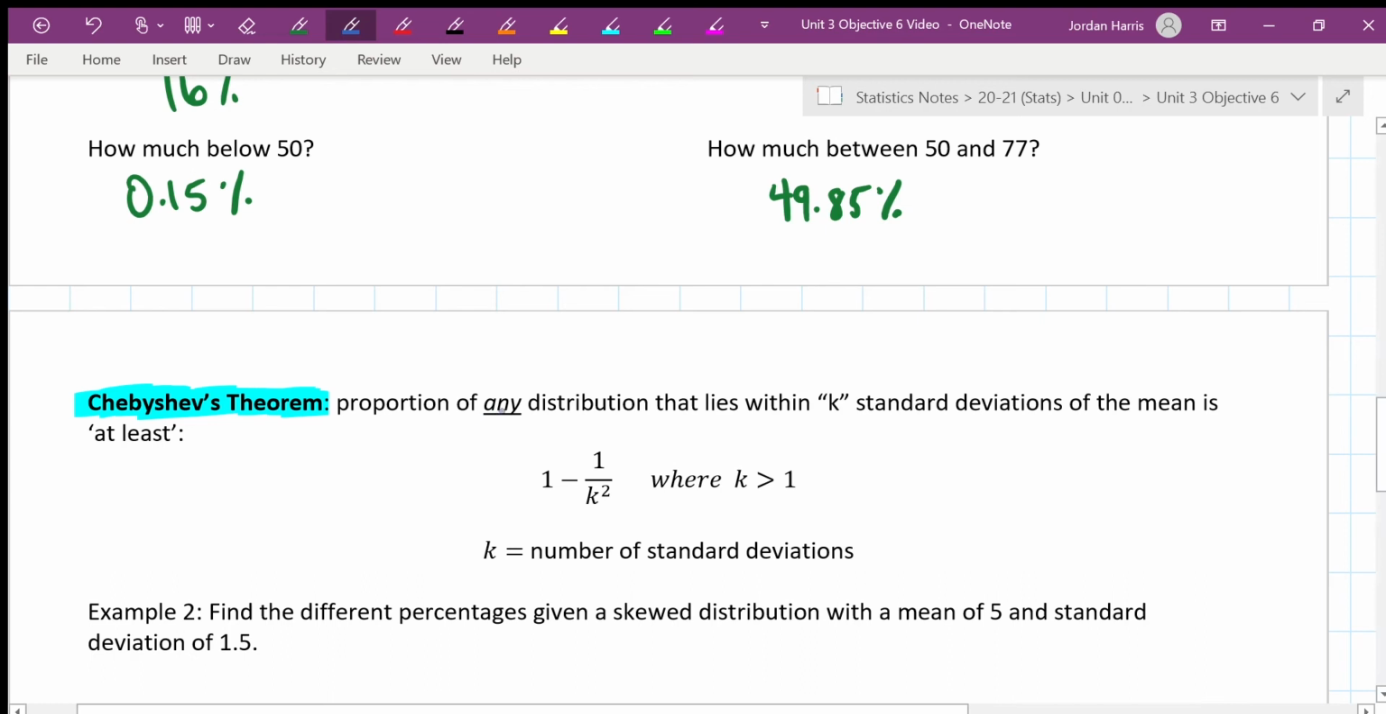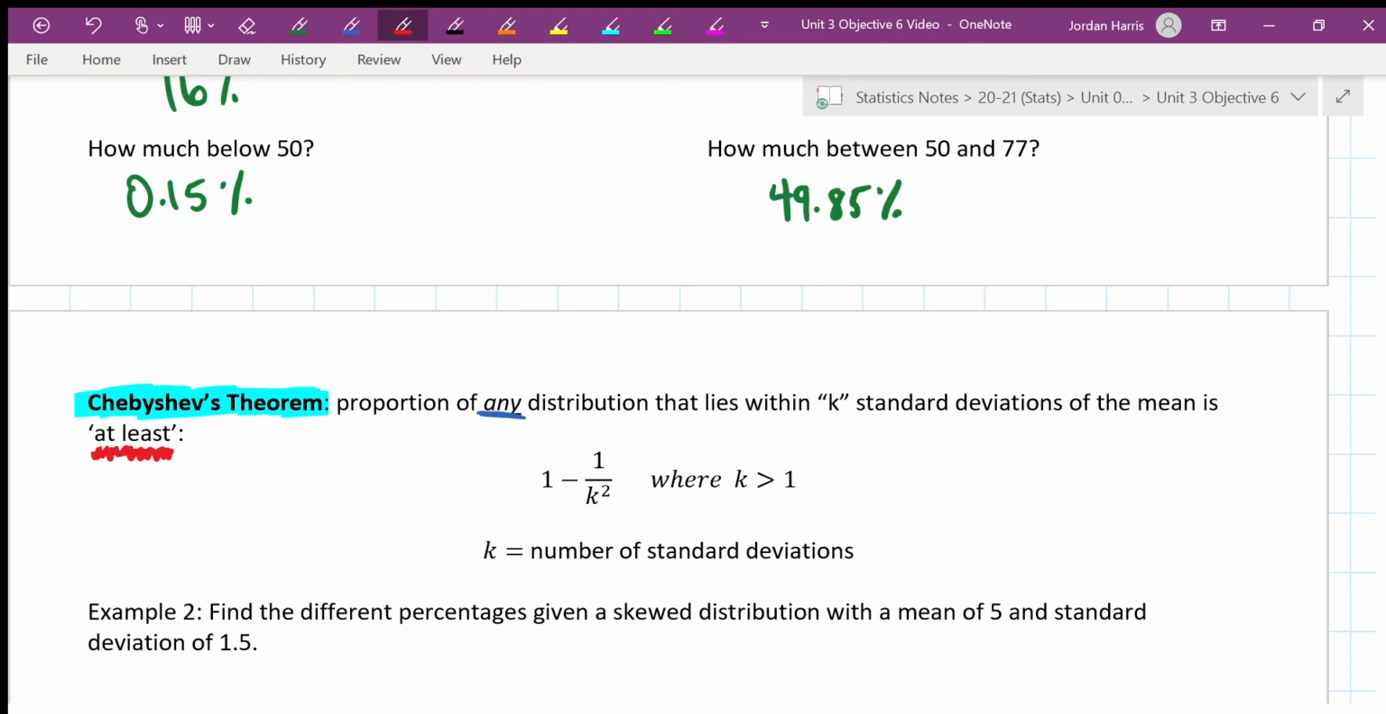Chebyshev's theorem says the portion of any distribution, it doesn't have to be normal anymore, it could be anything, that lies within k standard deviations, so within a certain number of standard deviations of the mean, is at least. I'm going to squiggle under that because that's important. At least a certain amount. So instead of saying 60%, that's it, done, that is how much is between this, or whatever it is.